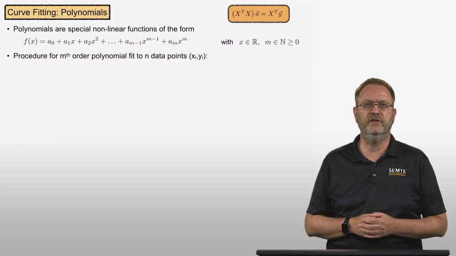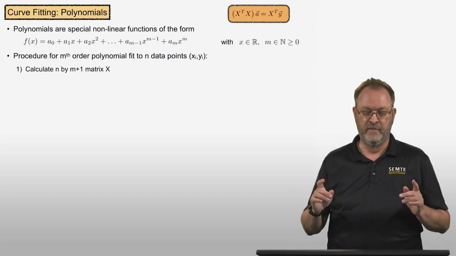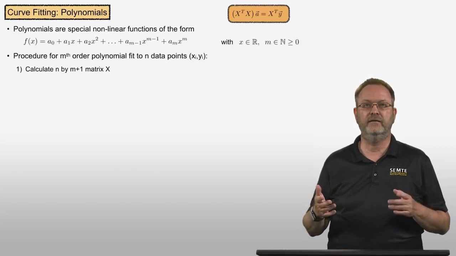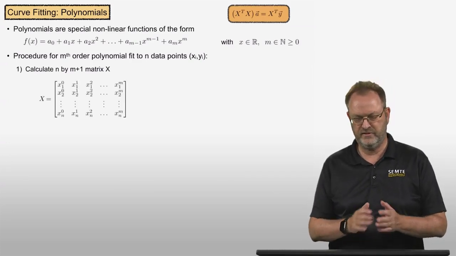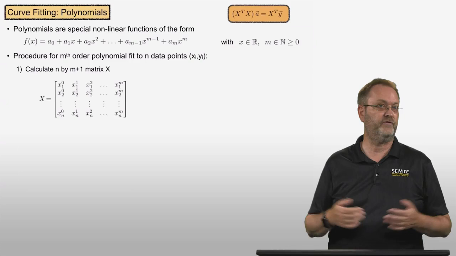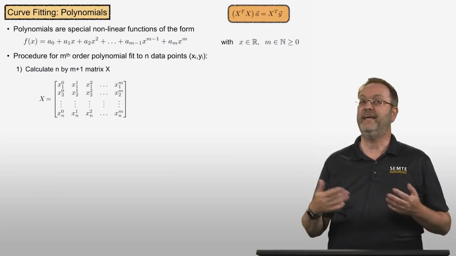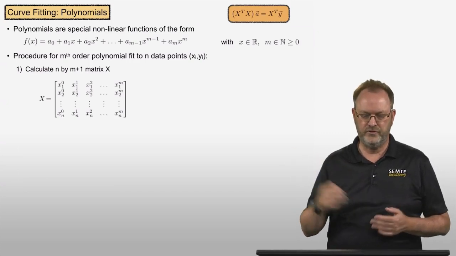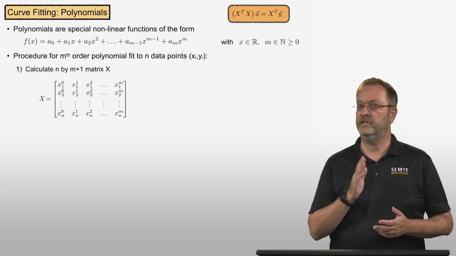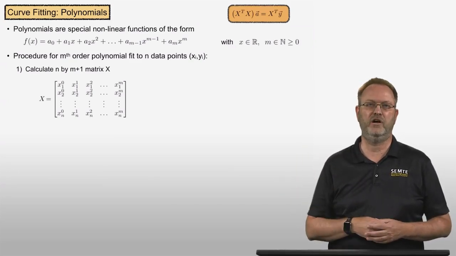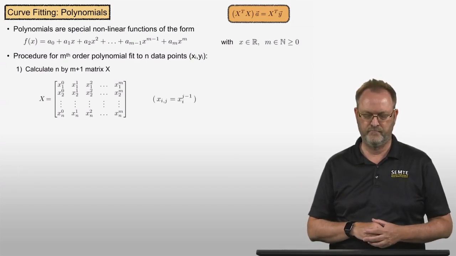So this is now the procedure for the mth order polynomial fit to n data points. The first step is to calculate the n by m plus 1 matrix X. And this is basically just each one of the measured values, x1, x2, x3, all the way to x_n, taken to the power 0, 1, 2, all the way to the power m. Each row is for one measured data point, and then the columns are just increasing powers of that x value, starting with the 0th power all the way to the mth power.